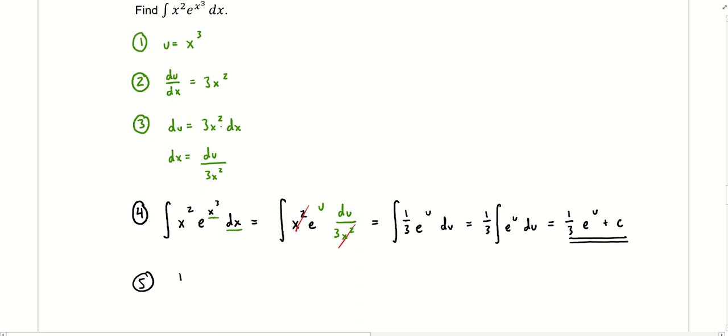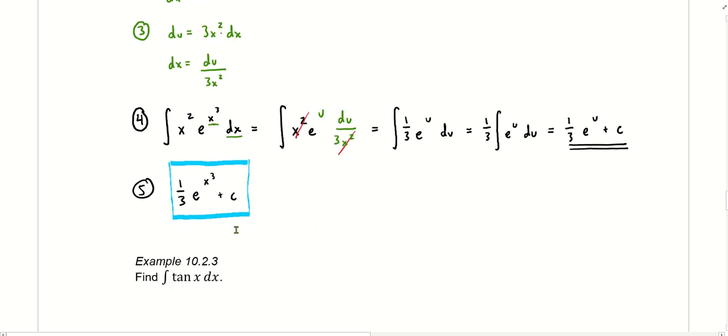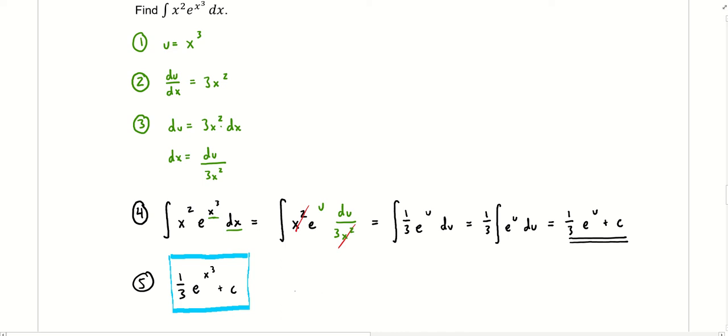Let me rewrite that so it looks a little bit nicer. 1/3 times e to the x cubed plus c. So that is my final answer. That is the integral of x squared times e to the x cubed. And I won't do it here just for time and space sake, but if you want to check this, take the derivative of it and see if you get x squared times e to the x cubed.